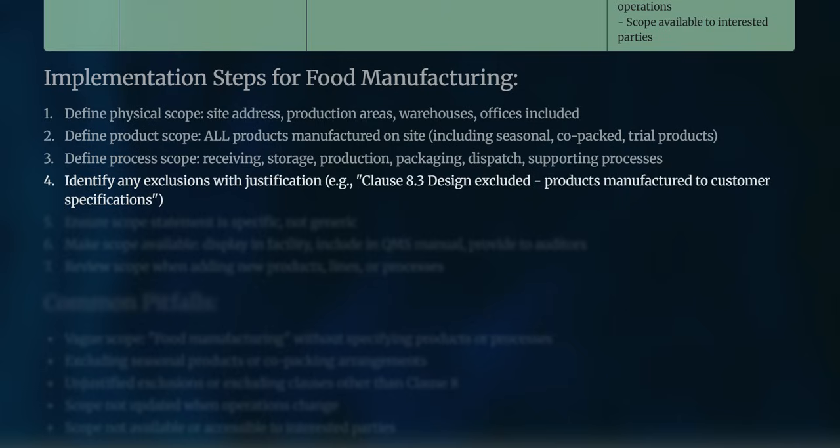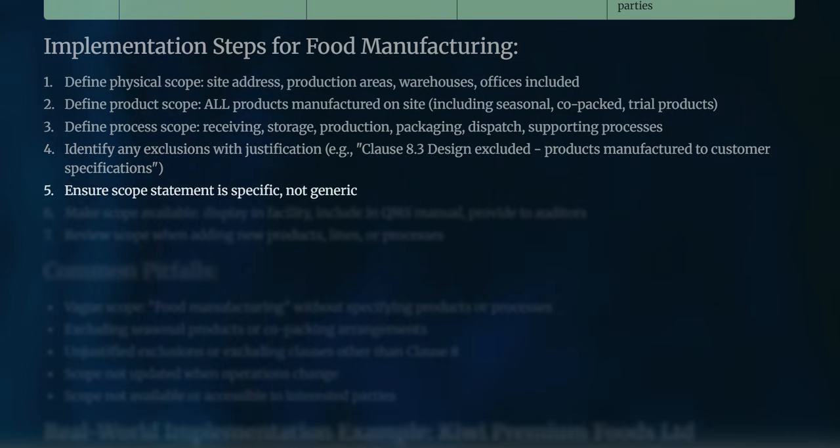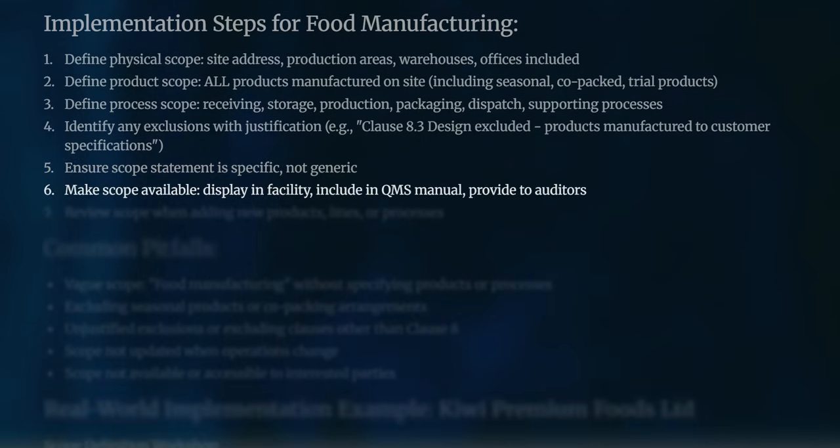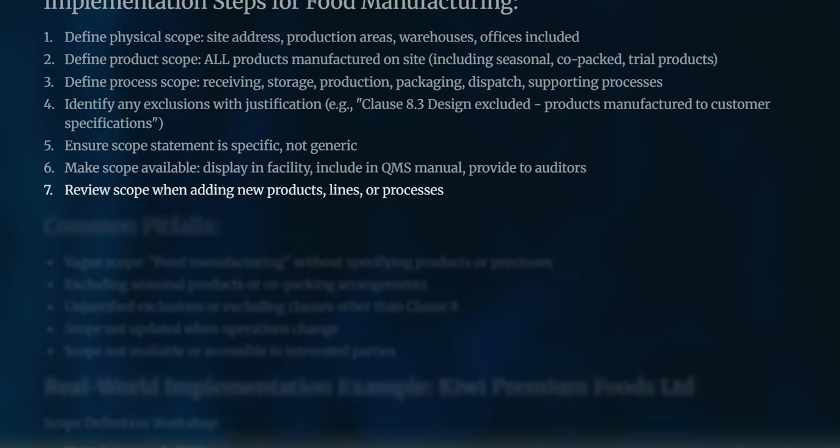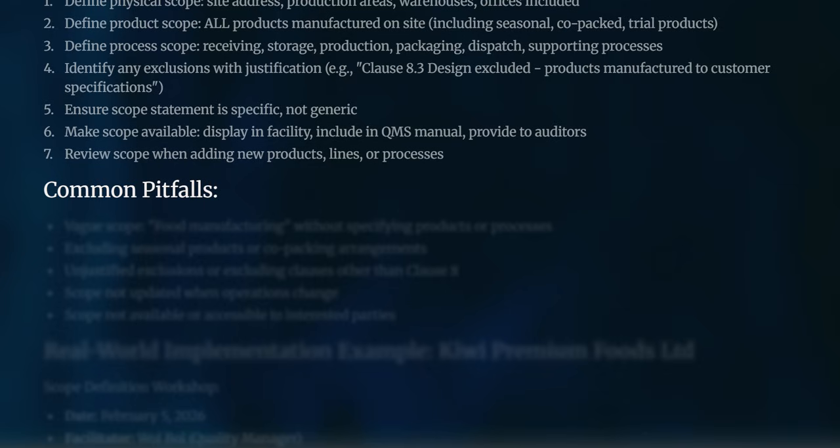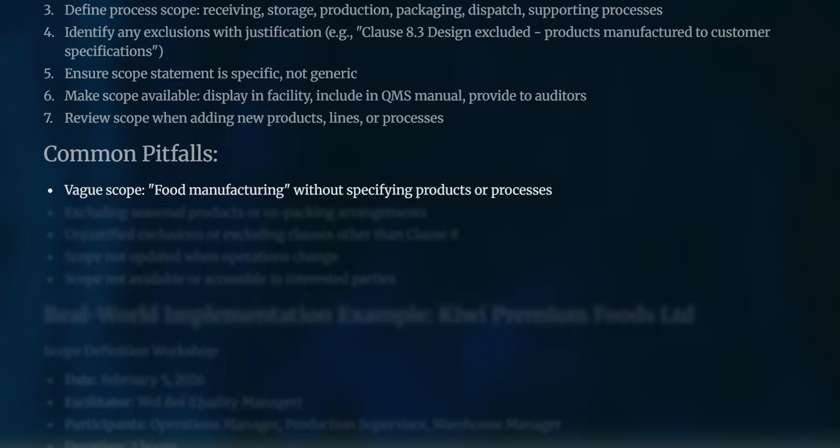So you need to identify any exclusion with justification: I exclude this because of this. And then you need to ensure the scope statement is specific and not generic. And you need to make the scope available. You need to display it in the facility, including the QMS manual, and provide the scope to the auditors. And you need to review the scope when adding new products, new lines or new processes. All right? Common pitfalls to avoid when creating a scope here: avoid a vague scope like food manufacturing without the specific products or processes.